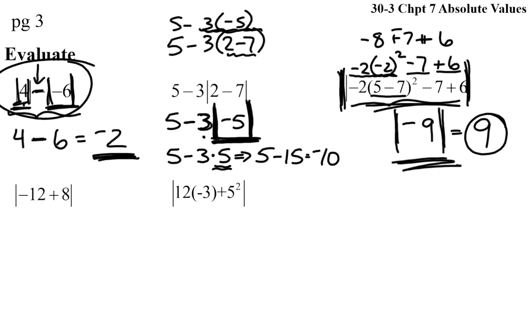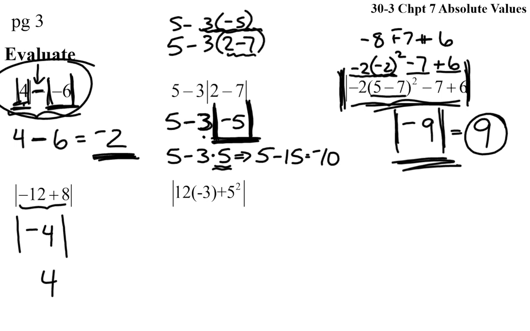There you go. Next one, negative 12 plus 8. Do what's inside the absolute value first. Negative 12 plus 8 is negative 4. We still have the absolute of negative 4, but the absolute of negative 4 becomes the positive of it.